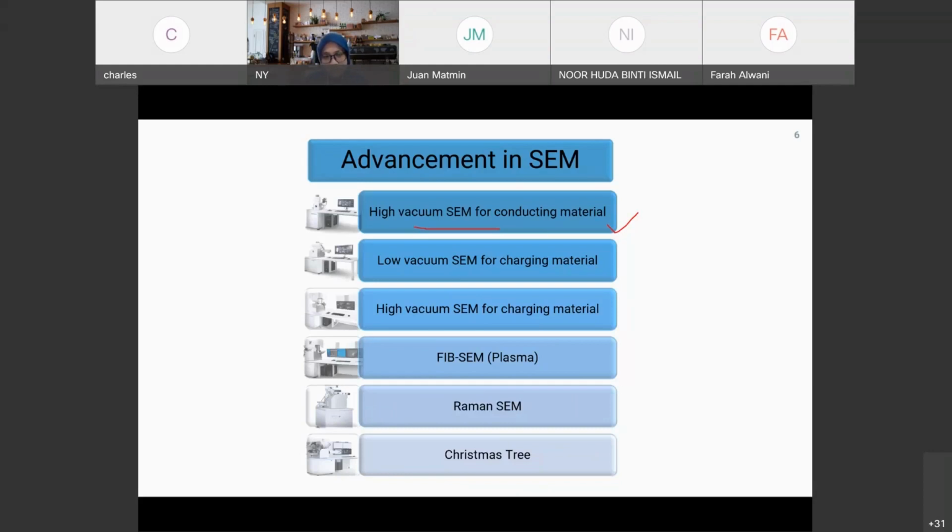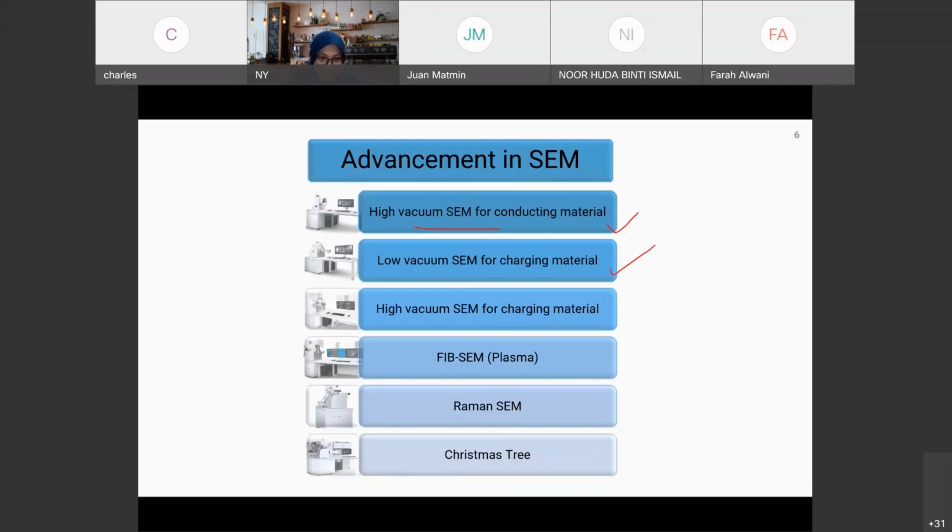Then, of course, at another level of SEM, we have a different vacuum level. We call it low vacuum SEM. It's meant for handling charging materials. But then with low vacuum, what is sacrificed? It is the resolution that is sacrificed.